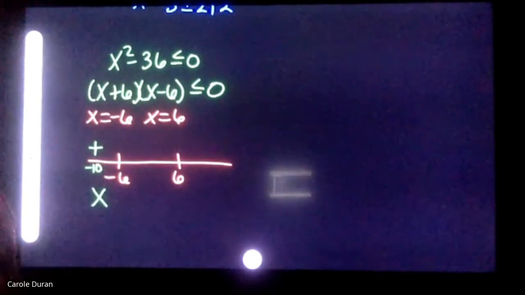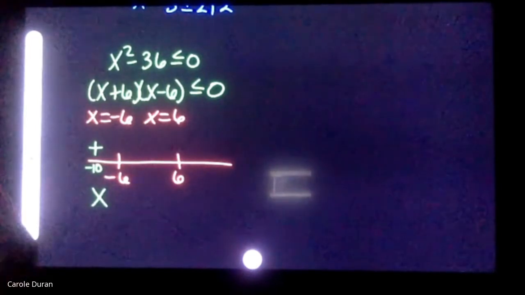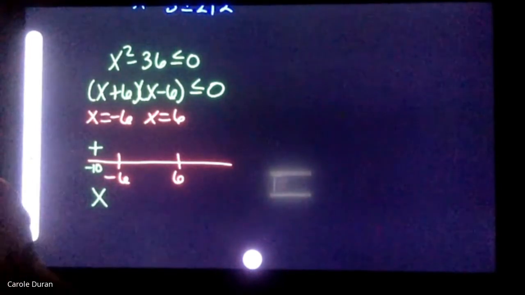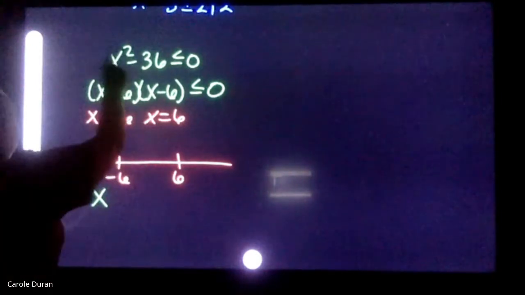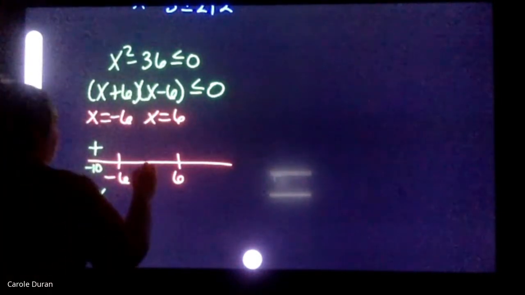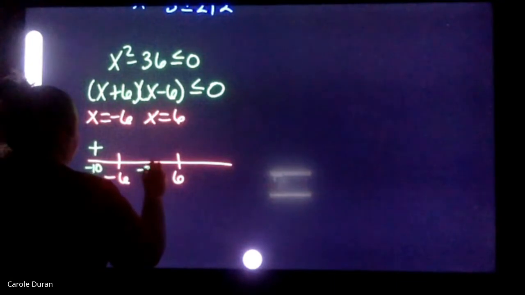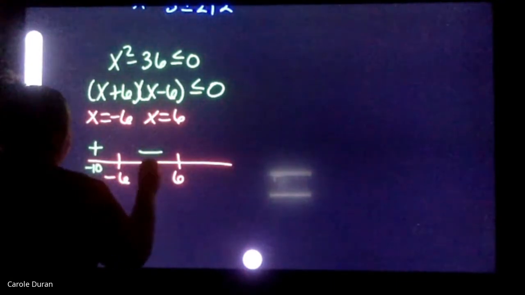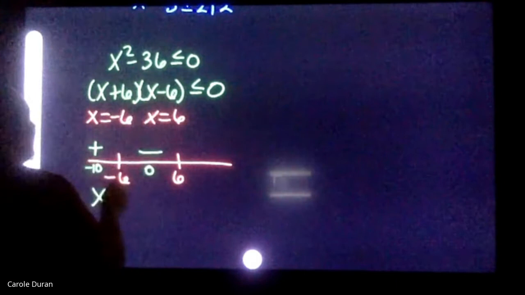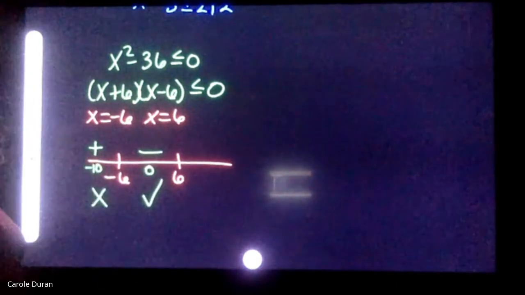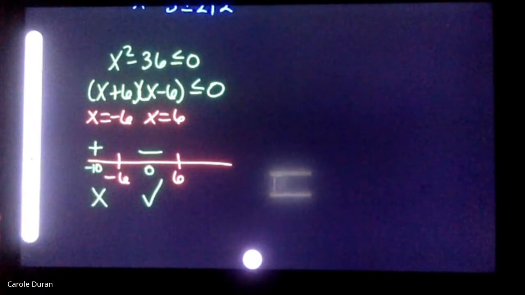Next, I pick a number between -6 and 6. I go for the easiest one, so I'm going to pick 0. 0 squared is 0. Minus 36 is -36. So I got a negative value there. A negative number is less than or equal to 0. So that interval will be part of my solution.